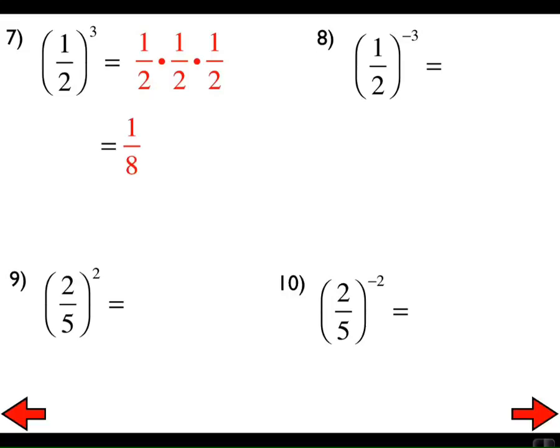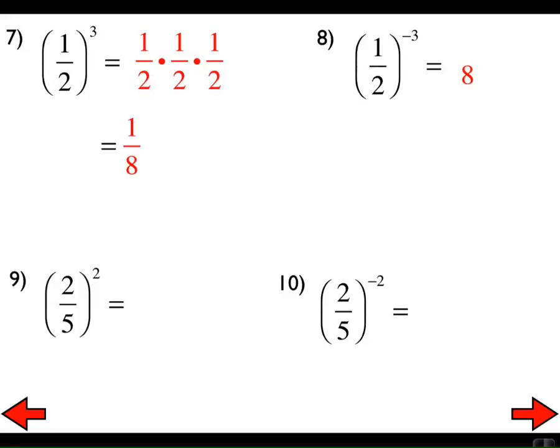So for number 8, what is 1/2 to the negative third power? Well, it's identical to the first one, except now it's a negative exponent. So I'm going to take the reciprocal. The reciprocal of 1/8 is 8/1, which I would simplify to just 8. Now I want you to try numbers 9 and 10 on your own.